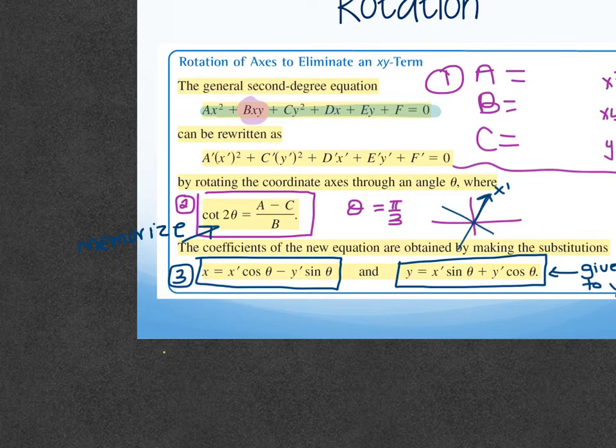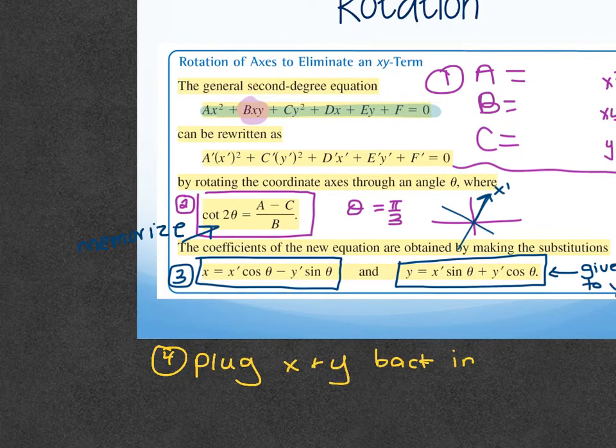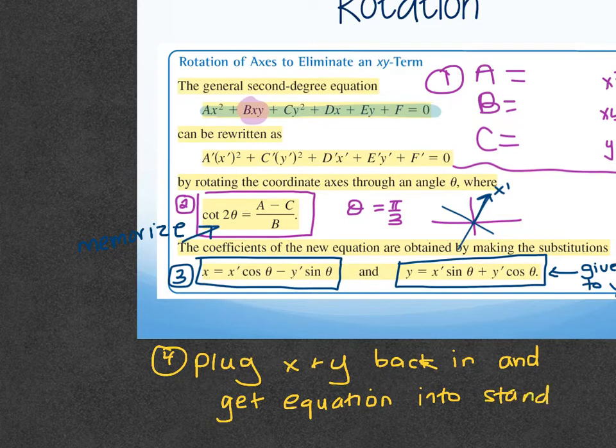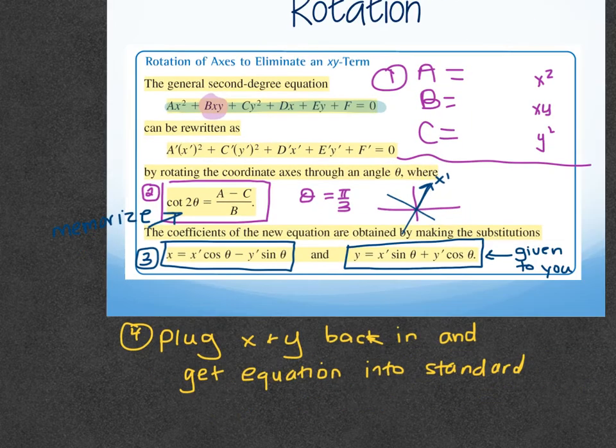Then after that, you're going to plug x and y back in and get the remaining equation into standard form. Whatever is needed is going to be given to you. Once you simplify it, you will see you're either going to get an ellipse, a hyperbola, a circle, or a parabola. And you will graph that conic on the rotated axis.